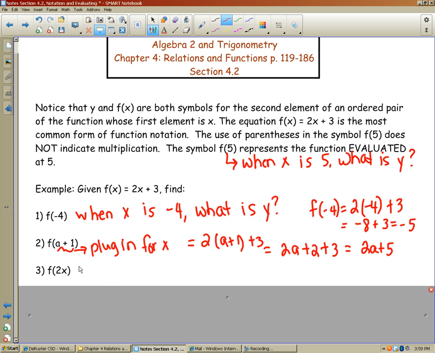Third example, same idea. We're going to substitute 2x in for x. So even though we already have an x in it, we can still substitute something else. So again, plug in 2x for x. So we had 2x plus 3, so 2, now we're going to substitute in 2x, plus 3. Simplify, 2 times 2x, 4x plus 3, and you're done.